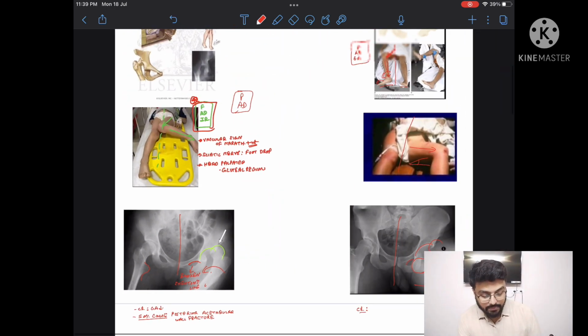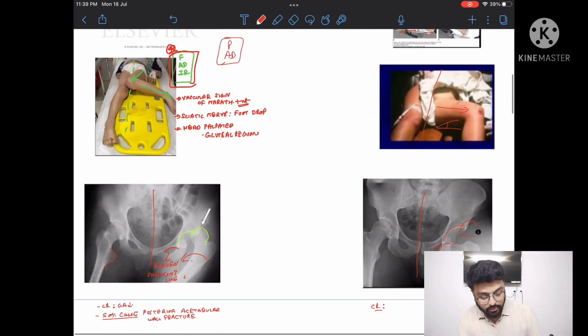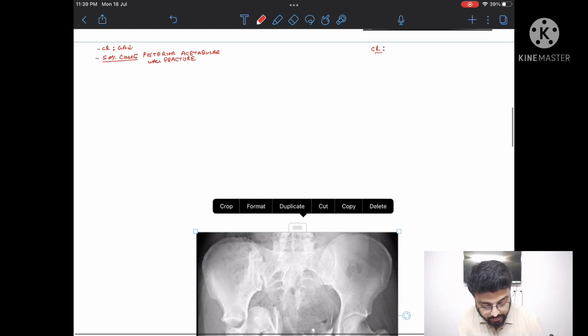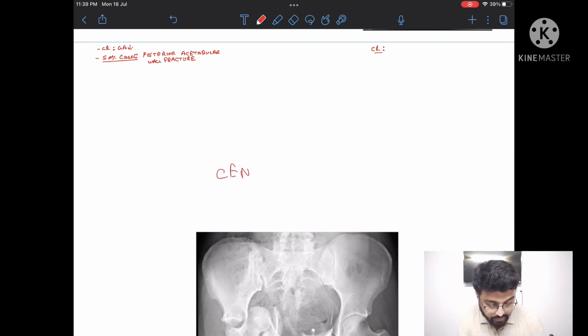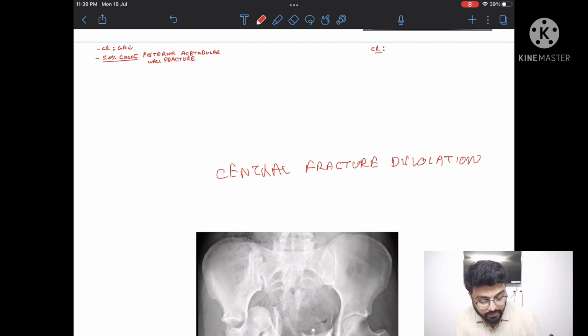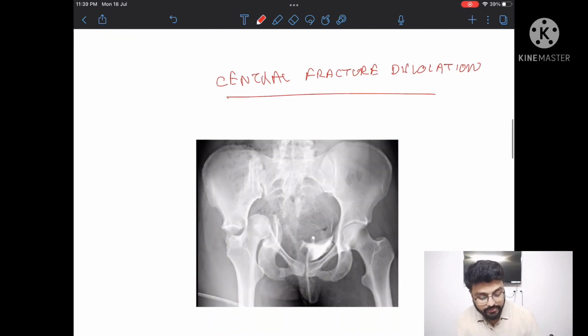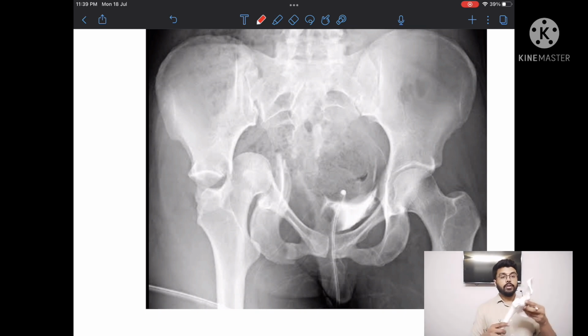The third type is central dislocation, known as central fracture dislocation. Not very important, but yes, it should be mentioned. So in central fracture dislocation, you can see that the head goes directly through the acetabulum and enters inside the pelvic cavity. So it always leads to fracture of the acetabulum. You can see that the head has entered inside the pelvis, and these are the fragments. The columns have broken. This is the fracture.